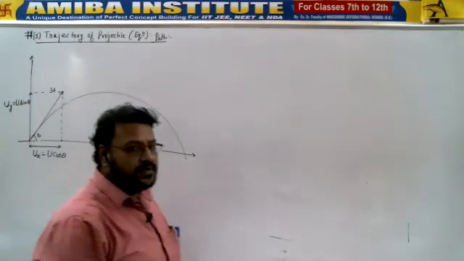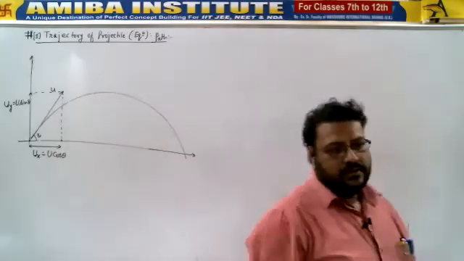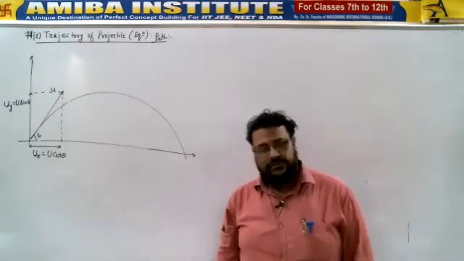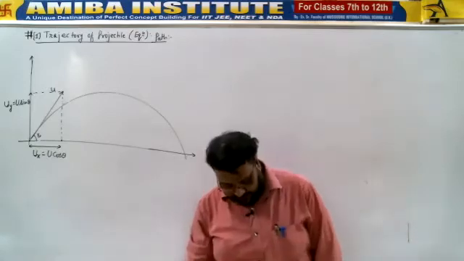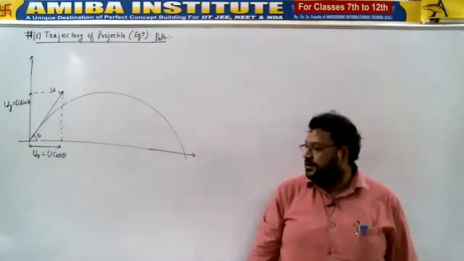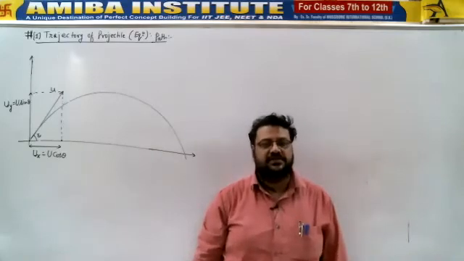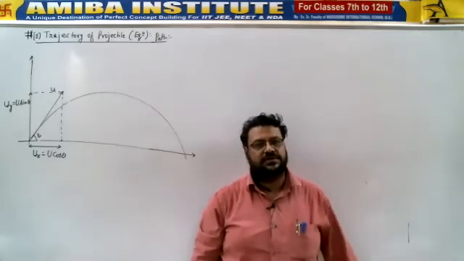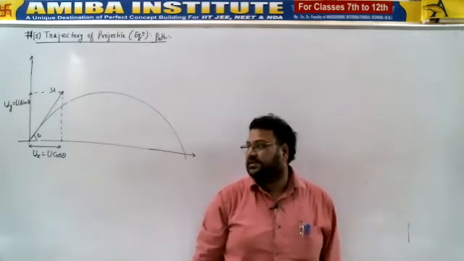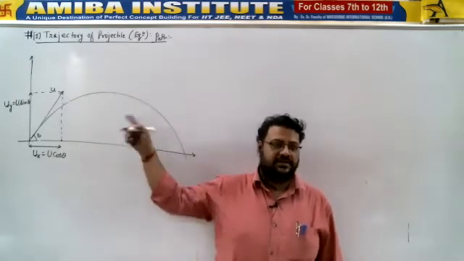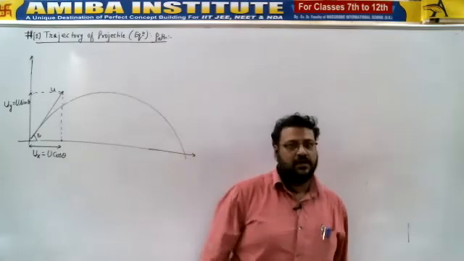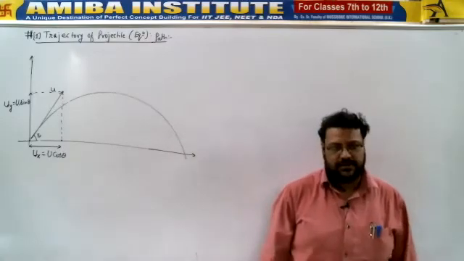The initial vertical component will be responsible for the upward motion, while the horizontal component of the initial velocity will be responsible for its horizontal motion. That means it will take the projectile in the horizontal direction, and hence the path will be like this. This is called a parabolic path, right?